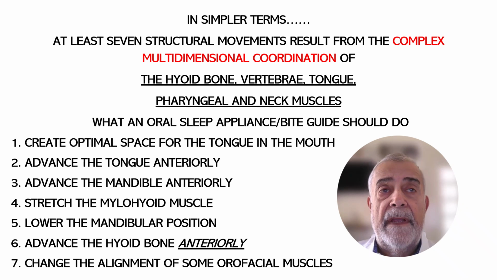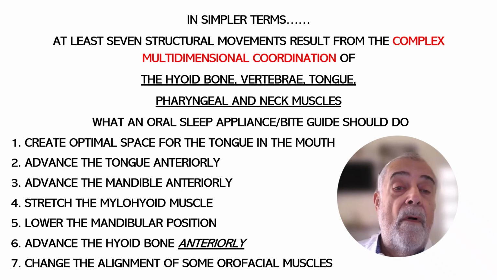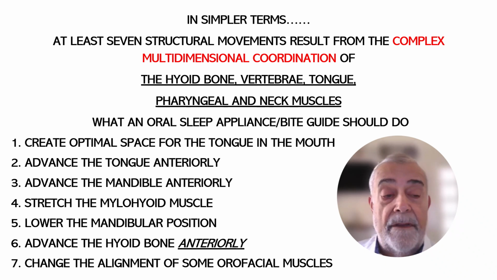In simpler terms, at least 7 structural movements result from the complex multidimensional coordination of the hyoid bone, vertebrae, tongue, pharyngeal, and neck muscles. What an oral appliance bite guide should do: create space, optimal space for the tongue in the mouth, advance the tongue anteriorly, advance the mandible anteriorly, stretch the hyoid muscle, lower the mandibular position, advance the hyoid bone anteriorly, and change the alignment of some of the orofacial muscles.